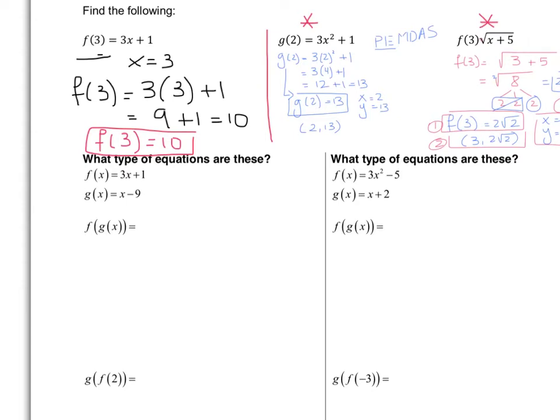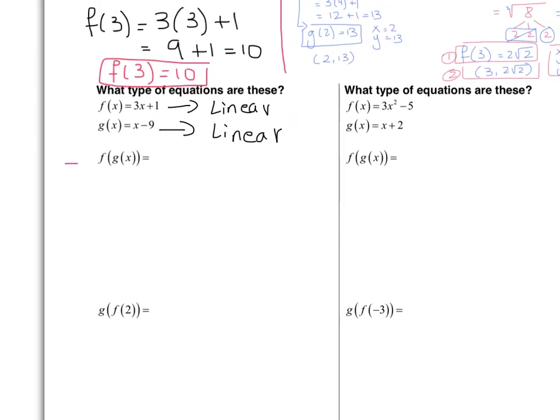Now they're asking us what type of equations these are. As you can see, this is linear and this is linear. Now it would be a good time for you to pause the video and try to do this one and this one on your own. Let's see what you remember.